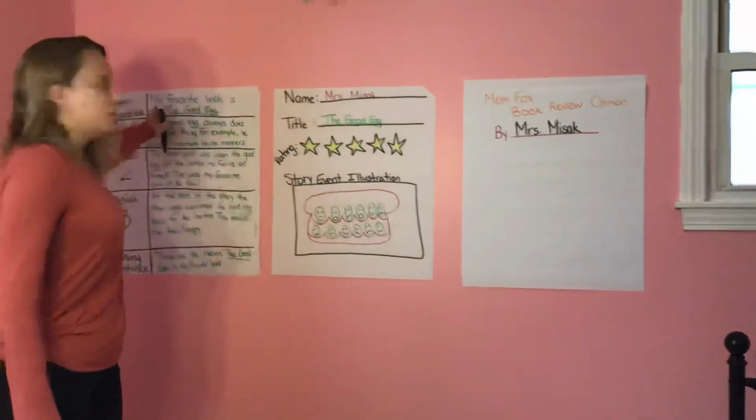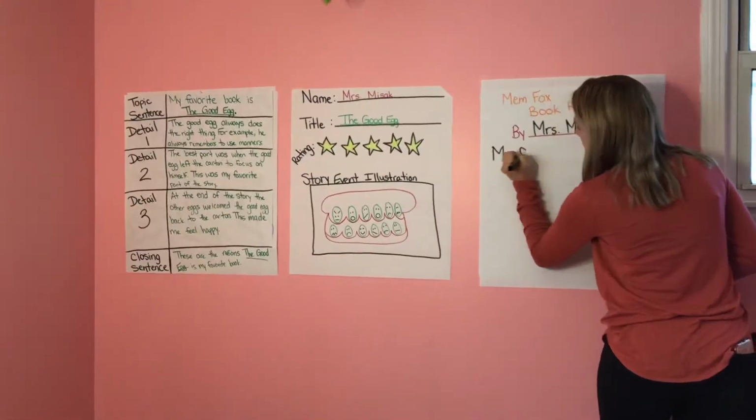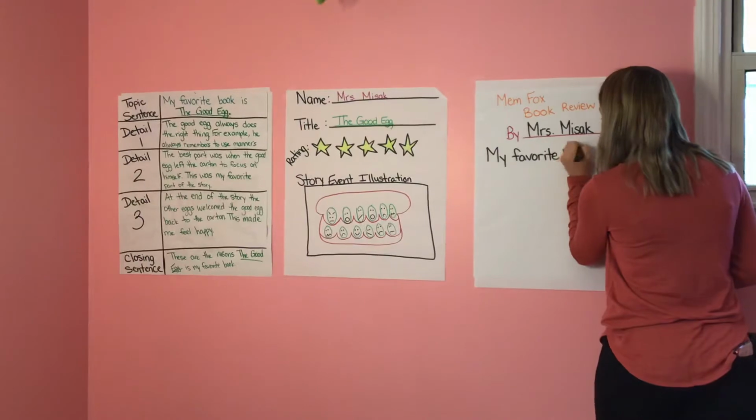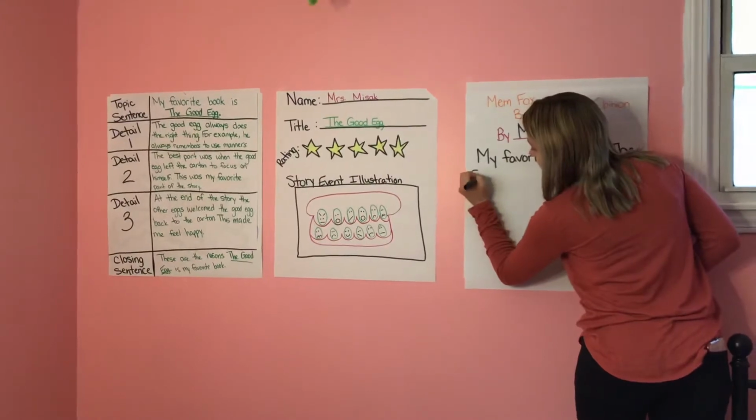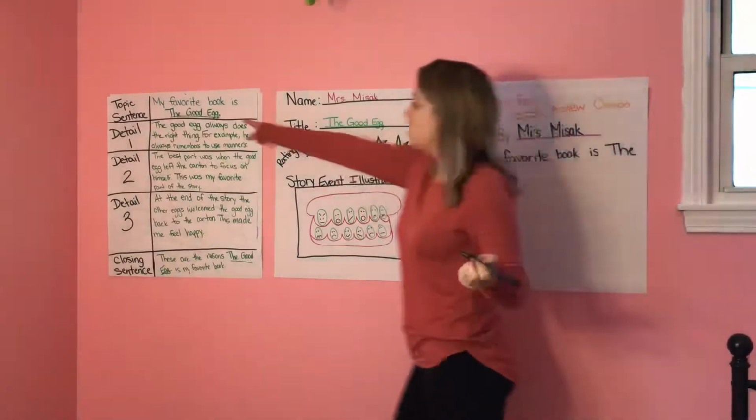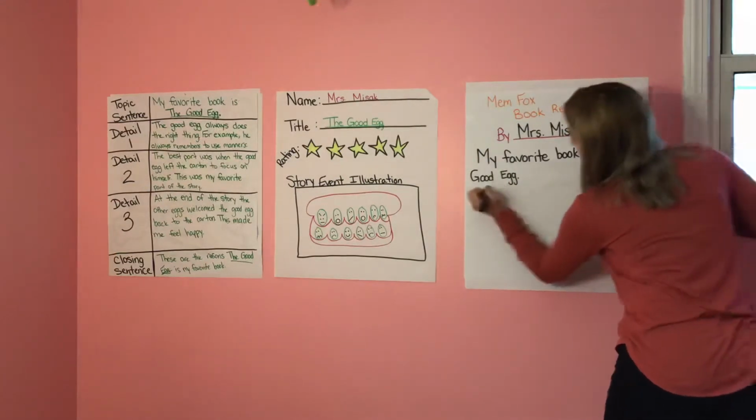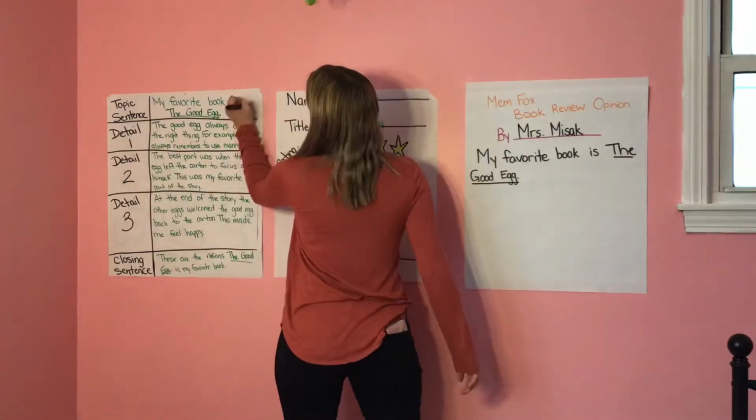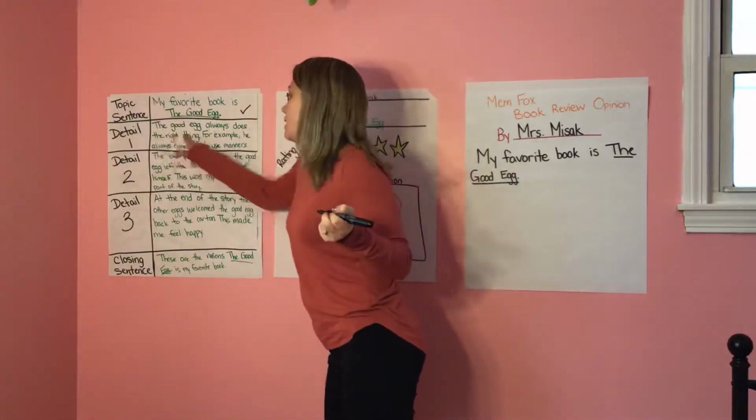So you always start with your topic sentence, so I'm going to say, my favorite book is The Good Egg. Now remember, we're keeping along the same sentence, which means I capitalize the words that need to be capitalized, and I underline the title of the book. So for me, it's easier when I check it off so that I know my next thing is this sentence. So The Good Egg always does the right thing.